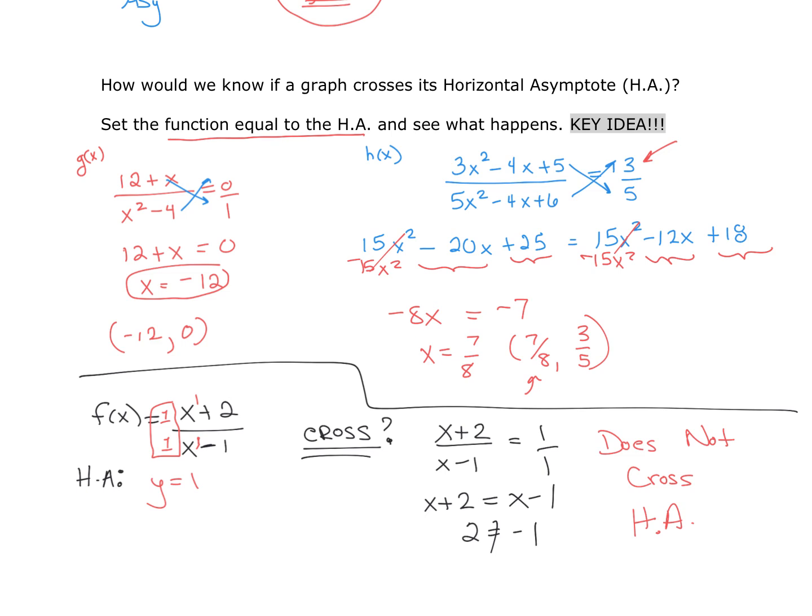That concludes this video on vertical and horizontal asymptotes. In part 2, we'll put this together and we will graph rational functions, and we will look at some with oblique asymptotes.